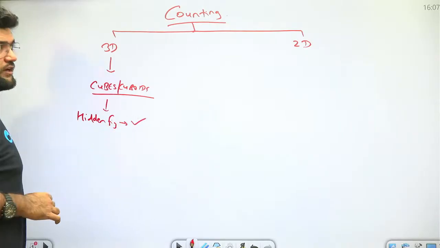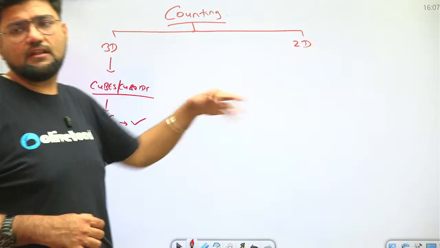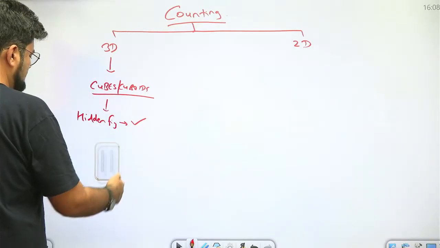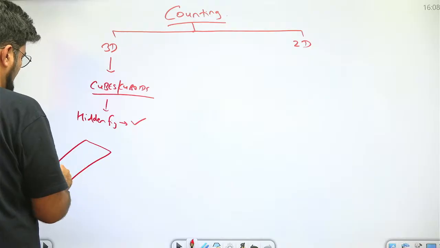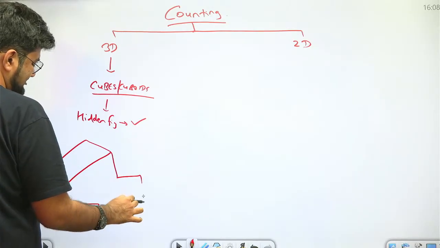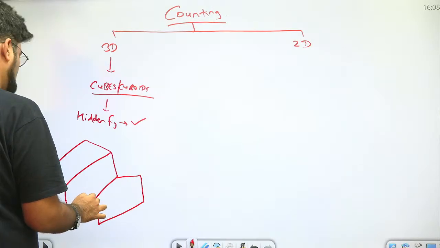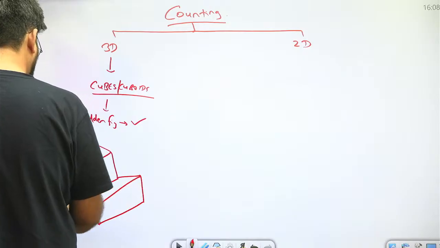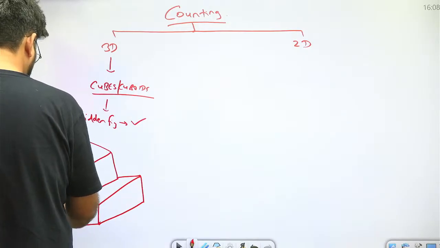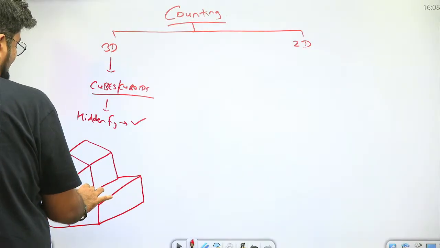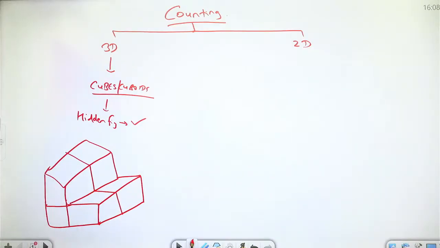Hidden figures will be counted, which you don't count in the 2D section, but in the 3D section you will. So I'll just give you a brief example here. Not a very neat one though, but the question is, how many cubes are there in this figure?